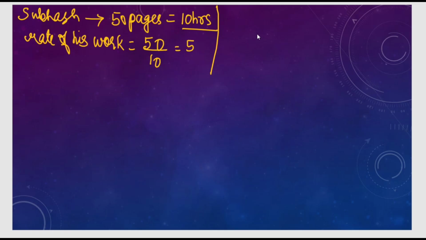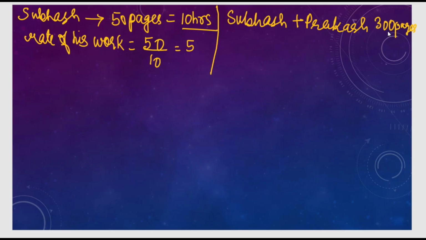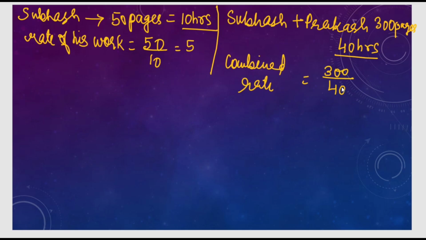Now what I am saying is that Subhash and Prakash both are working on the same job of copying 300 pages. When they copy these pages together, they take 40 hours. So what will be the combined rate? That is 300 divided by 40, that is 30 by 4, which is equal to 7.5.